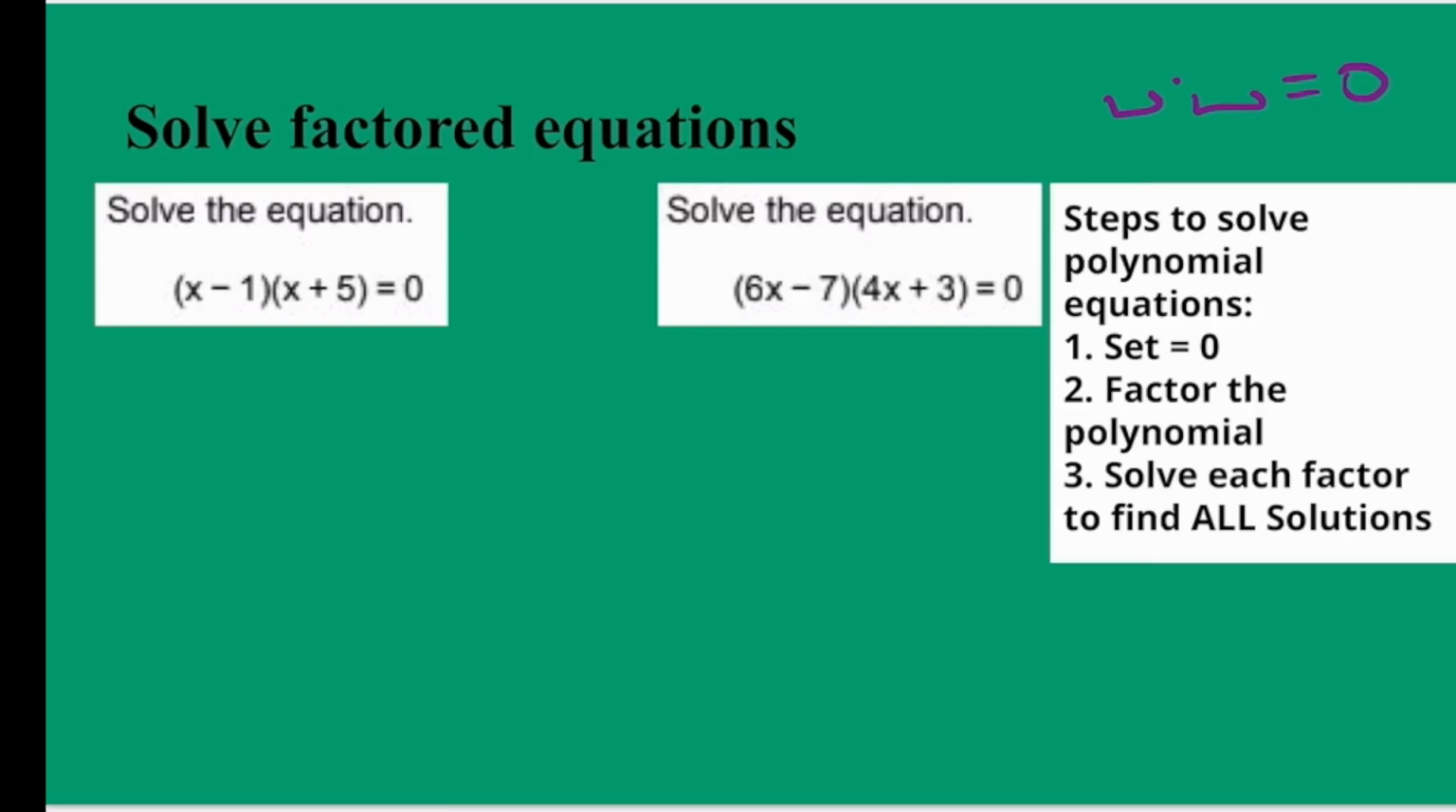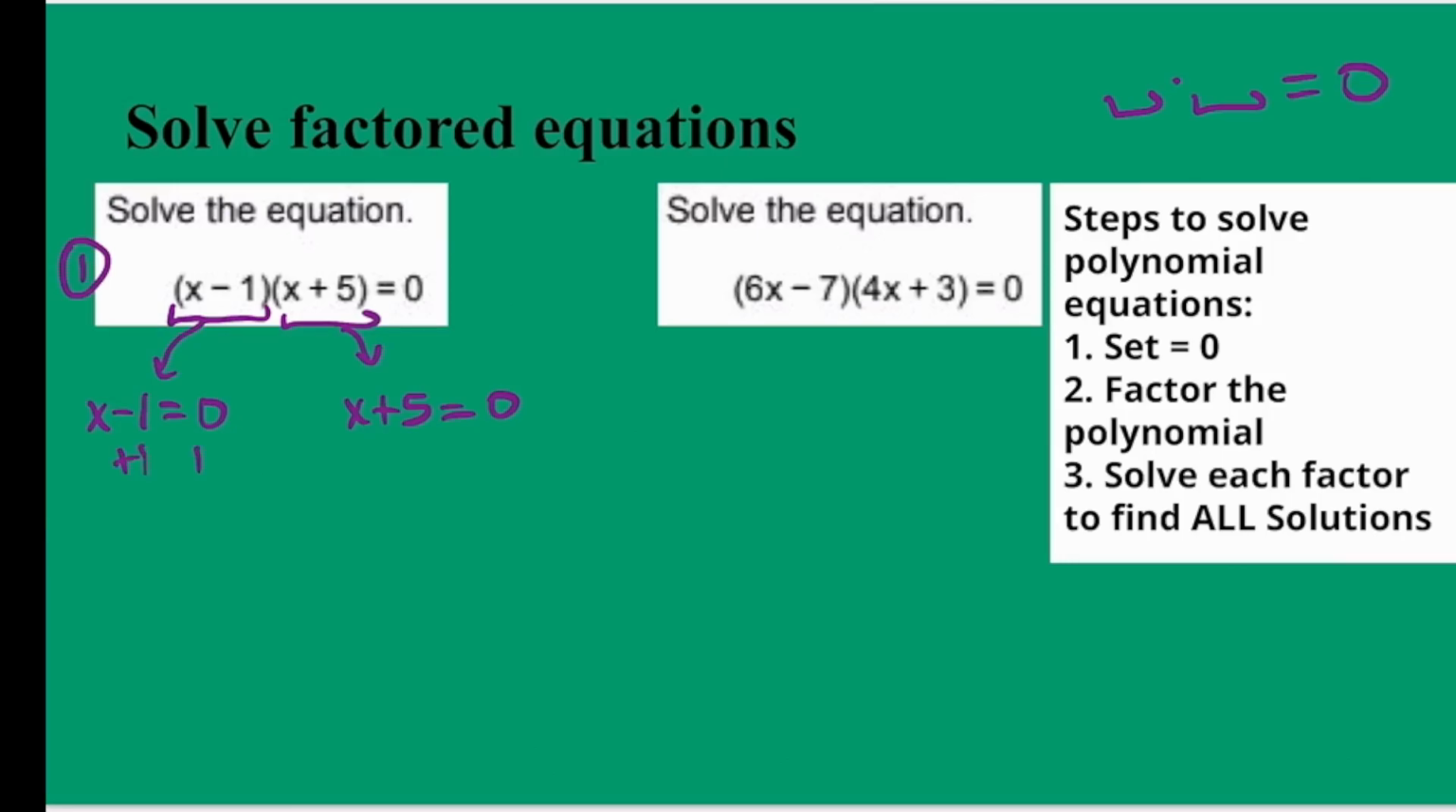So for the first problem, solve the equation (x - 1)(x + 5) = 0. Because this is already equal to 0 and it's already factored, the zero product property says that this factor or that factor has to be equal to 0. If they're going to multiply to give 0, one of them has to be 0. So we split the factors and solve for both of them.